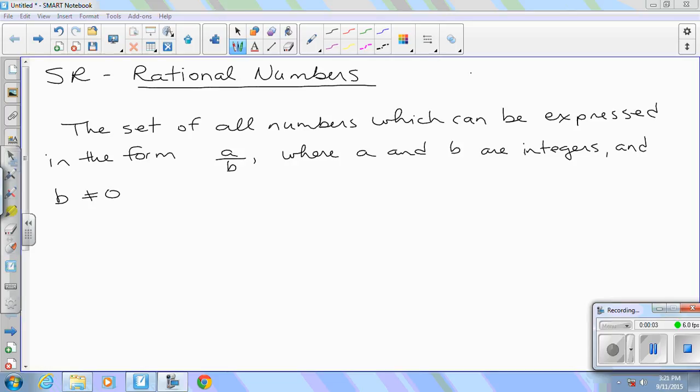In this skills review, we're going to begin looking at rational numbers, and there will be a couple of lessons in total on rational numbers. And in case you're wondering what they are, they are sometimes known as fractions.